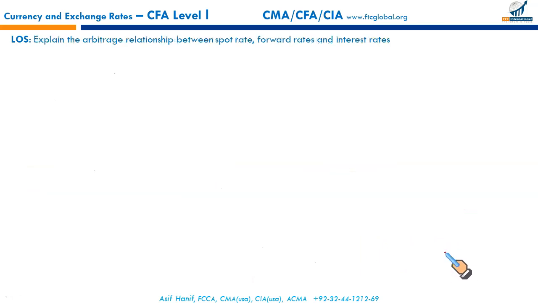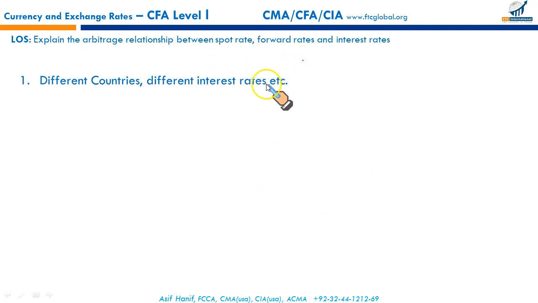Right. Next reading, explain the arbitrage relationship between spot rate, forward rates, and interest rates. First of all, since different countries will have different interest rates, their respective spot and forward rates are constrained by the relationship in their respective rate differences. So what can an investor do? An investor with investable capital who has access to foreign markets has two options.